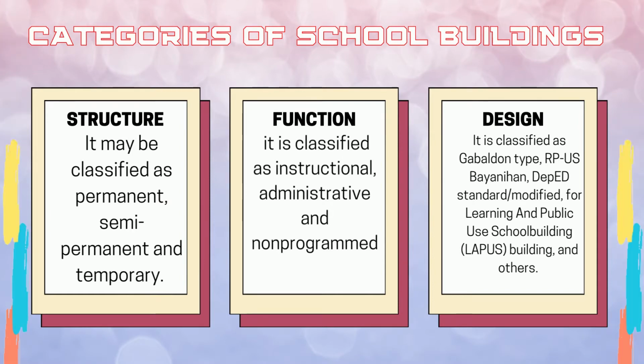School buildings are classified according to structure, function, and design. As to structure, it may be classified as permanent, semi-permanent, and temporary. As to function, it is classified as instructional, administrative, and non-program. And as to design, it is classified as Gabaldon type, RPUS Bayanihan, DepEd standard modified for learning and public use school building or Lapus building, and others.